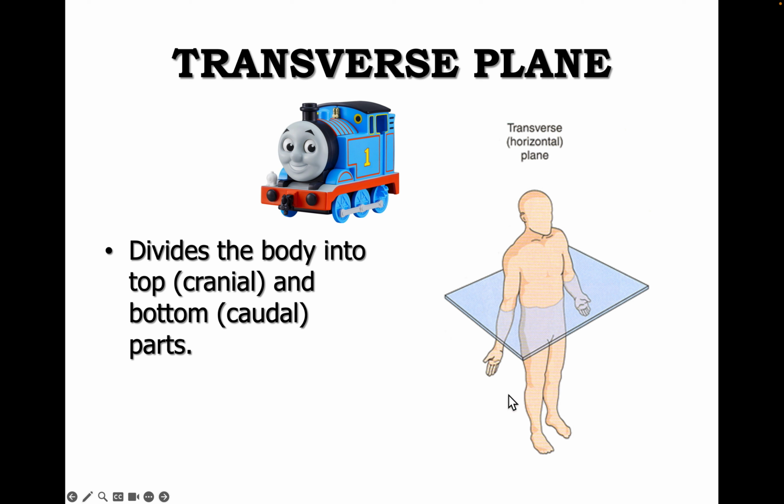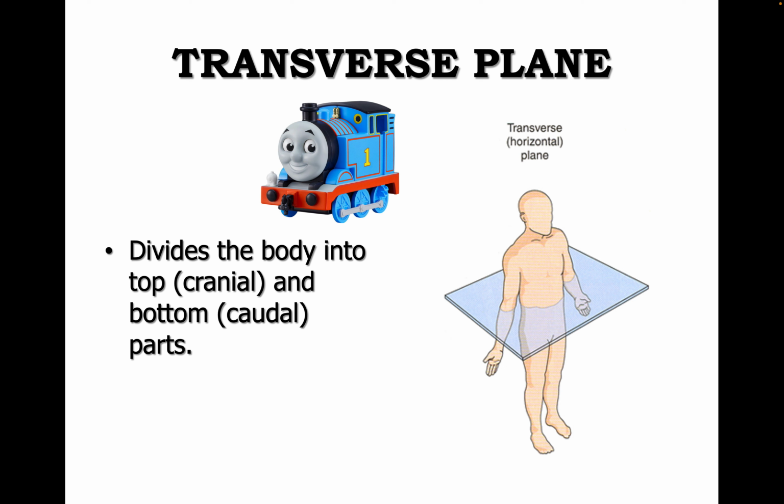And I like to think about the transverse plane in terms of transportation. So you've got Thomas the Tank Engine. He's a train, a mode of transportation. And just like trains move horizontally, they don't really move vertically, the same thing happens with our transverse plane. Now, movements in the transverse plane, I want you to remember this: think of any twisting or rotational movement as a movement in the transverse plane.